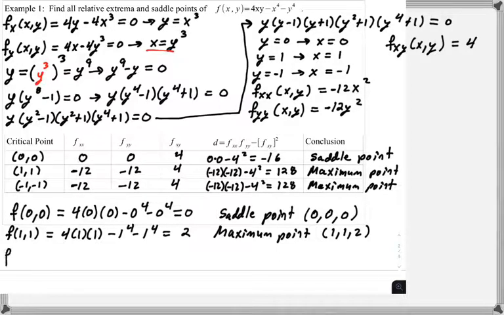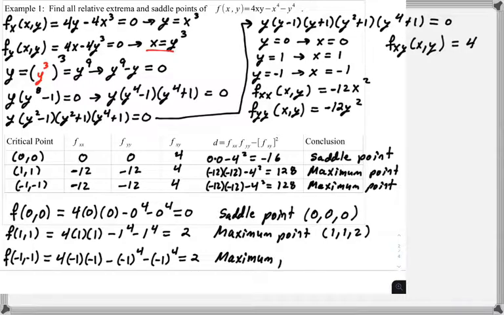And finally we'll find f of the point negative 1, negative 1. And so we're going to have 4 times negative 1 times negative 1 minus negative 1 to the 4th minus negative 1 to the 4th. And so that's also going to be a 2. And so we have another maximum point at minus 1, minus 1, 2.